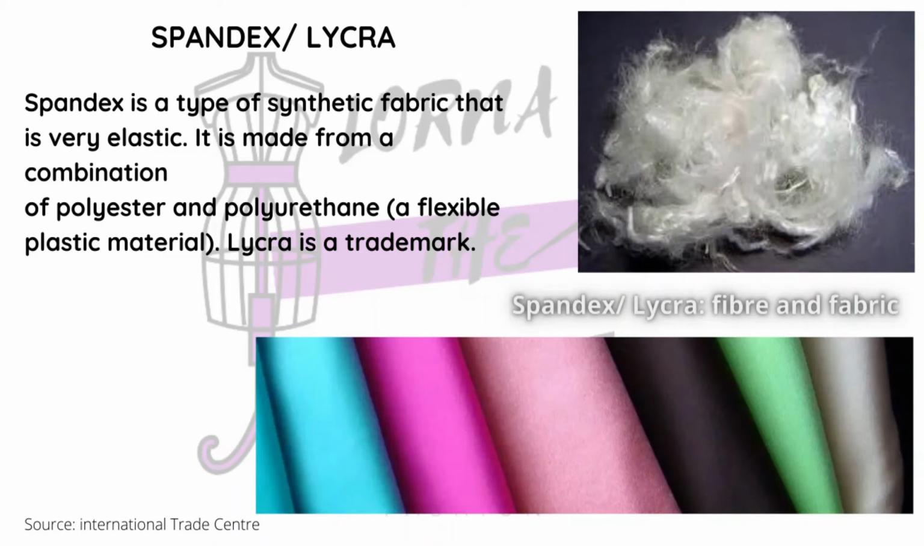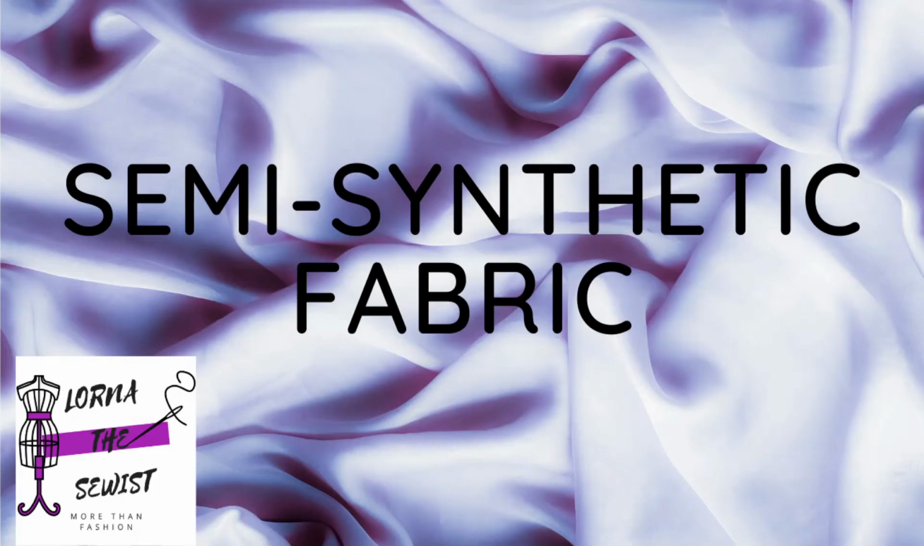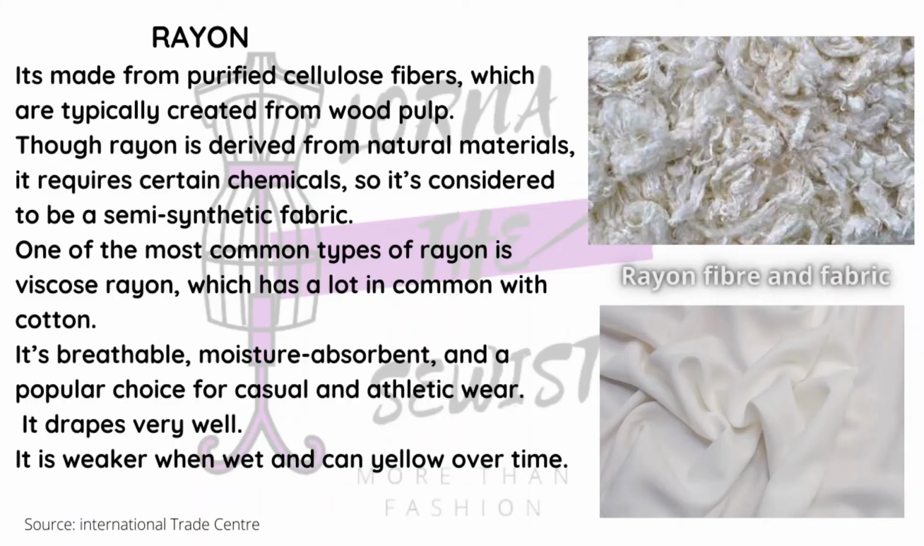Now I'll touch on a few semi-synthetic fabrics. These are fabrics that could be made from a natural fiber, but there is a chemical process that it has to go through to be made into a fabric. That is why it's semi-synthetic. So we start with rayon, and rayon is made from purified cellulose fibers, which are typically created from wood pulp. Though rayon is derived from natural materials, it requires certain chemicals, so it is considered a semi-synthetic fabric.